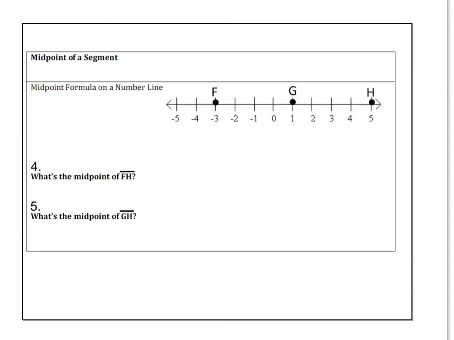Next, let's talk about a midpoint. Now, to find the midpoint on a segment, it's basically like finding the middle or finding an average. And to find the middle or the average of 2 things, you're going to take one number plus the other number and divide by 2. So if we wanted to find the midpoint of FH, like in number 4, F is at -3, H is at 5. So we add those together, divide by 2. Now, -3 plus 5 is +2, and 2 divided by 2 is 1. So 1 is likely the midpoint.